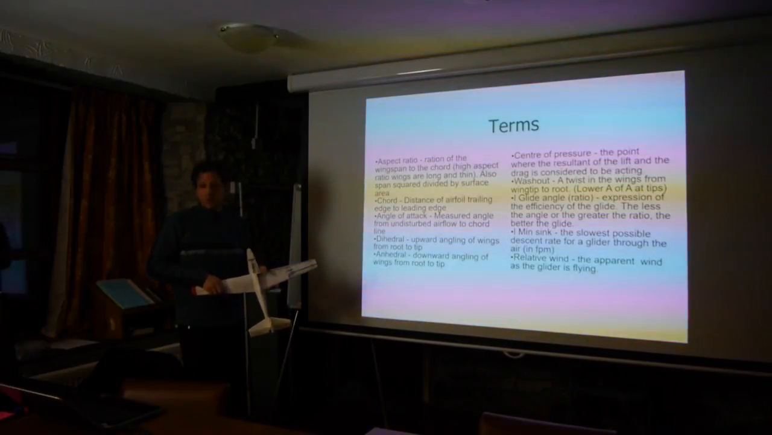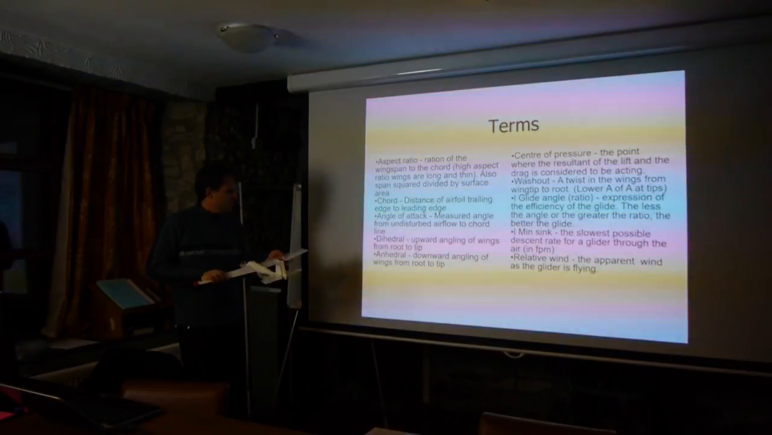The glide angle or ratio is the efficiency of the wing. So the smaller the angle, the better the glide. The higher the ratio, the better the glide. Minimum sink is the speed at which the aircraft flies the slowest.